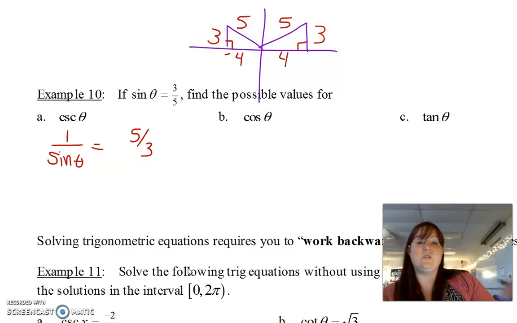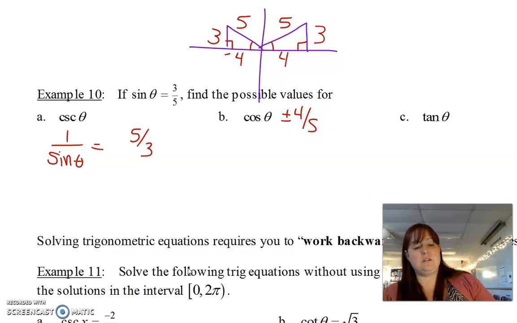So now we have, again, these 2 triangles, and we have to decide which one could it be. Well, it could be either one, right? So if we went with the right triangle, the cosine of that triangle is 4 over 5 because it's adjacent over hypotenuse. And if we went the left side, it's negative 4 over 5. So we're just going to say it's plus or minus 4/5. It's either one of those.